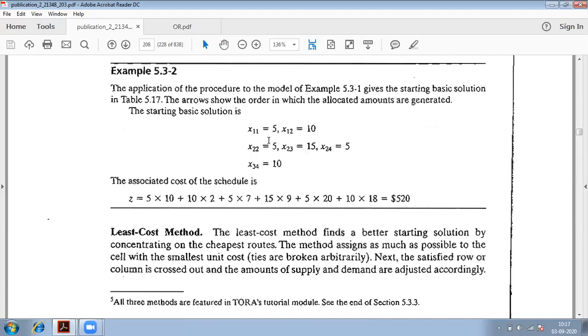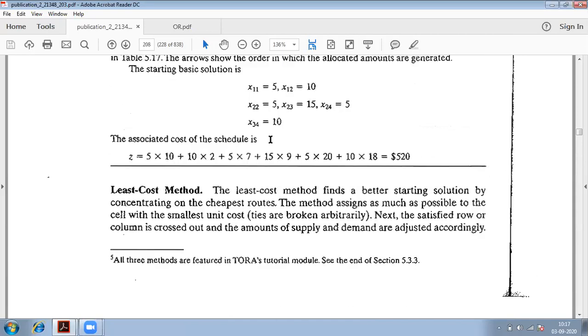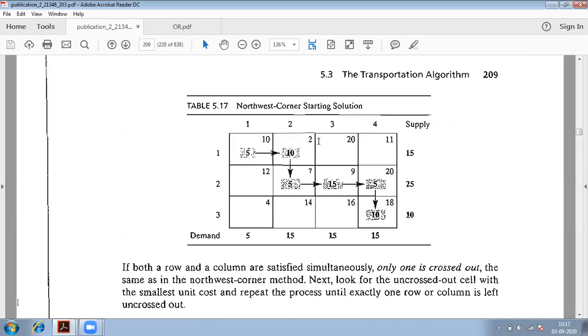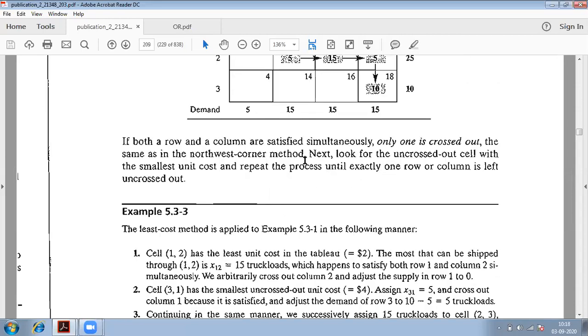So among all the things, if you take up, what is the least cost among this particular table? 2 rupees. 2 rupees is the least cost. So next 4 rupees is the next least cost. After 4 rupees, what is the least cost? 7 rupees is the least cost. After 7, 9 rupees is the least cost. After 9 is 10, 11 rupees is the least cost. These are the costs of the cells. So that is the least cost method.